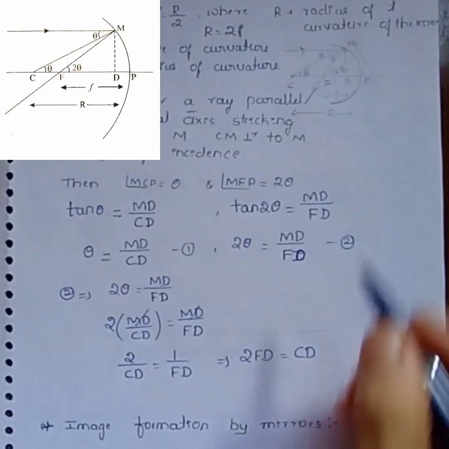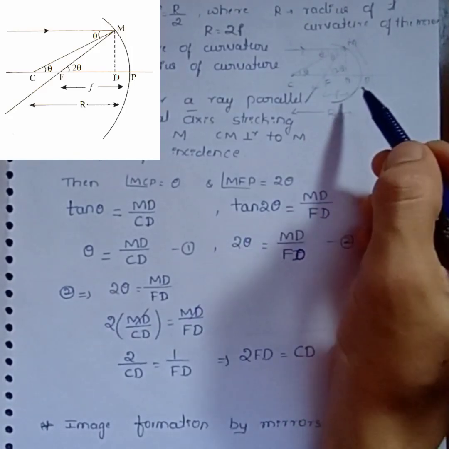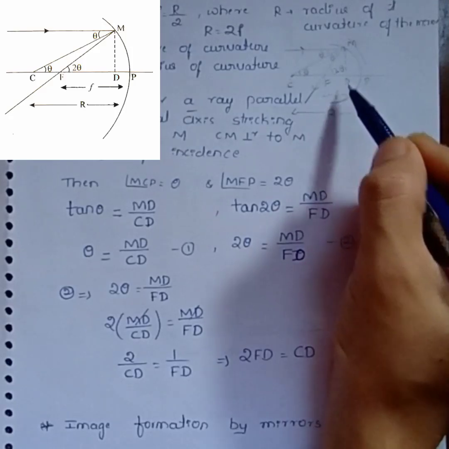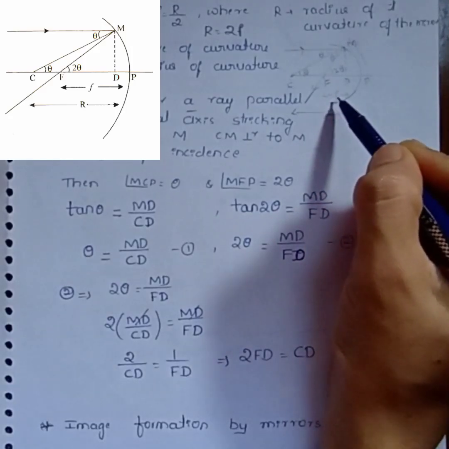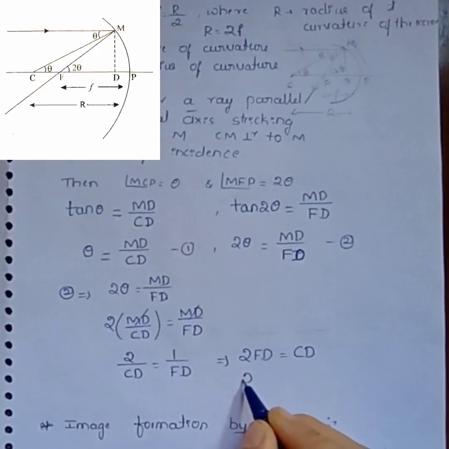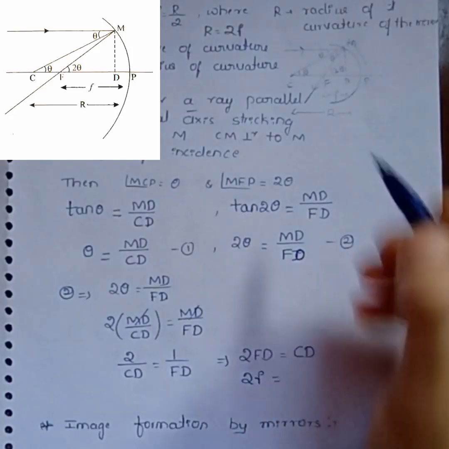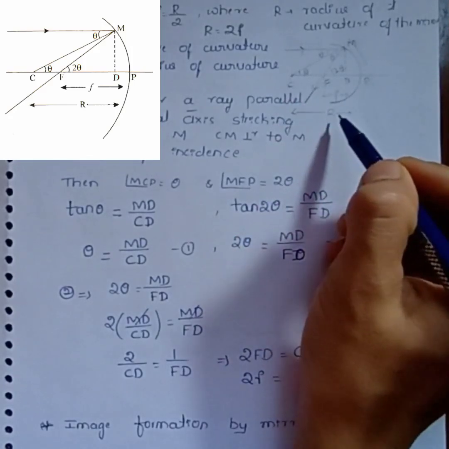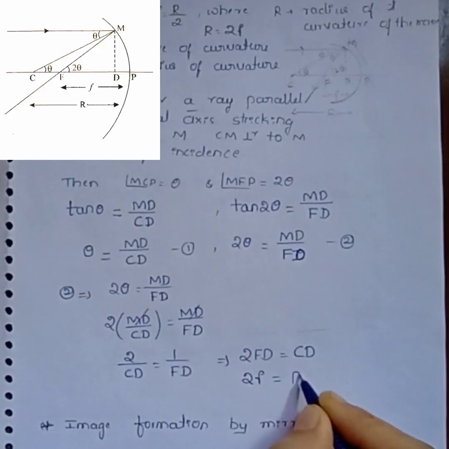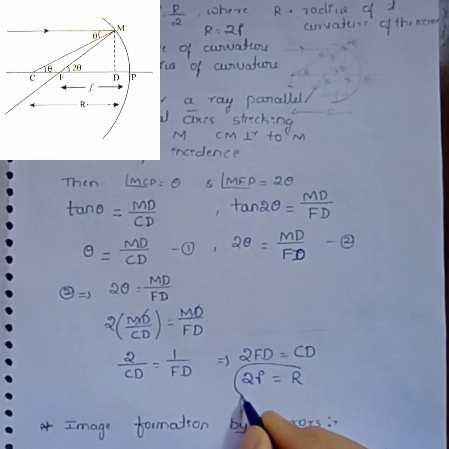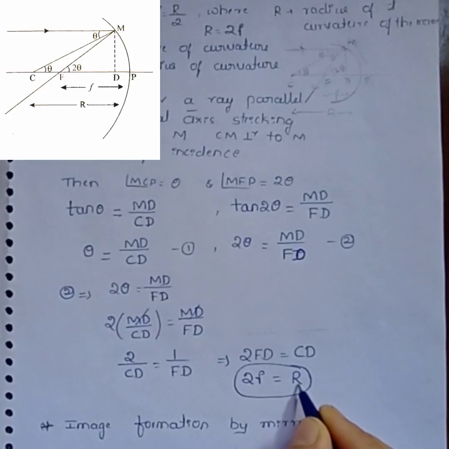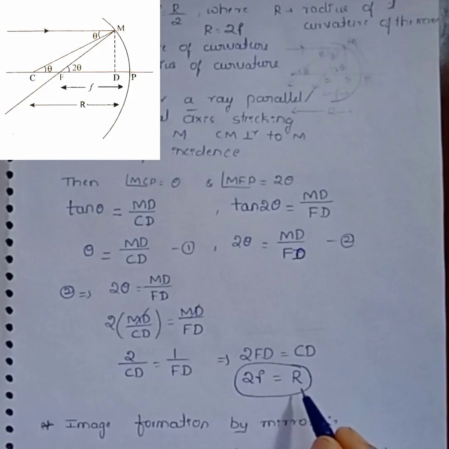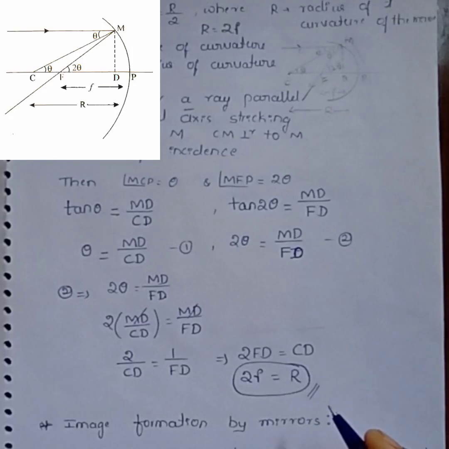Here the value of FD gives the focal length f. So FD, 2 times f, is equal to CD. That one is CD, which is the radius of curvature R. That is, the radius of curvature R is equal to 2 times the focal length f. This radius of curvature is equal to 2 times the focal length, and this derivation is important for 3 marks.